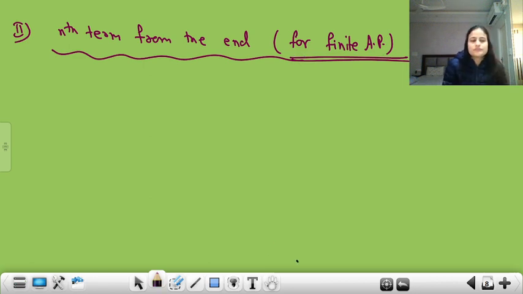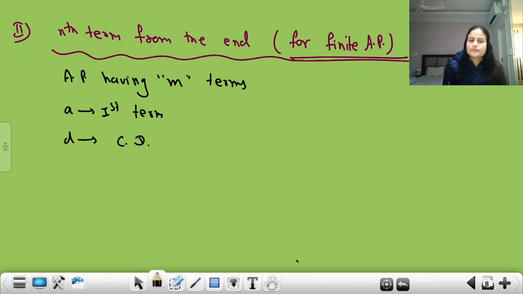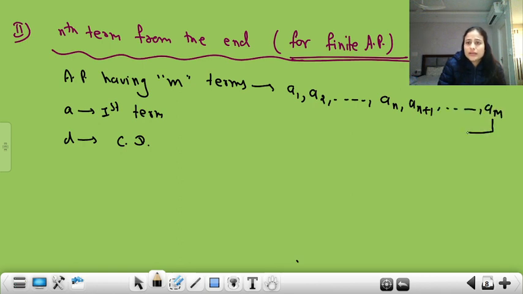So here suppose an AP having m terms, m number of terms, right? And a is the first term as usual, and d is the common difference, right? Means my AP having m terms, means like a1, a2 keep going like that, an plus 1 keep going like that, am, right? And I need to get the nth term from the end. I need to get the formula for this. I want to find the formula for this, right?